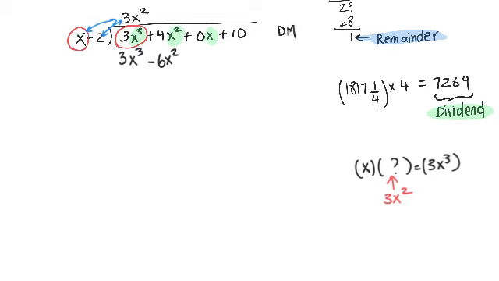Now we're going to do the subtract step. So when you subtract, you want to subtract this entire thing. You want to make sure you put parentheses there. And then go ahead and subtract. So the first terms will go away, and then we get 4x squared minus 6x squared. So that makes 10x squared. So we did subtract, and now we're going to bring down.